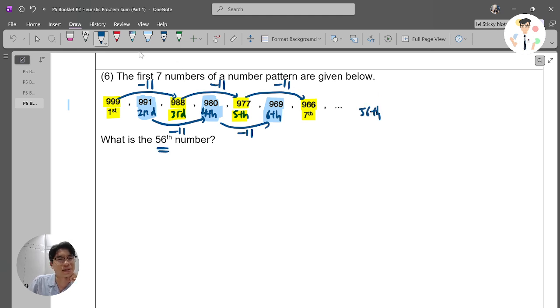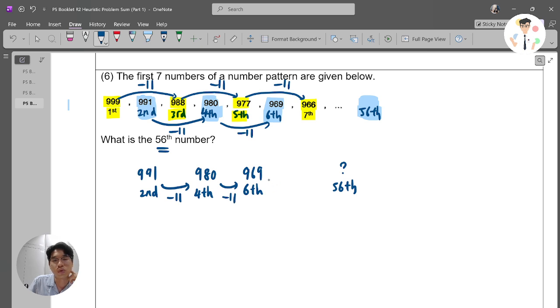Now, we are asked what is the 56th number? And is 56 an odd or even number? It is an even number. So I know that I need to focus only on the blue color, which is the even numbers. Let me rewrite everything here so that it's easy for you to understand. 991, 980, 969. So this is the second, fourth, sixth. And now we are looking at the 56th, which I don't know what it is. Again, I know I'm decreasing by 11, decreasing by 11, and I don't know how many 11s I should decrease to reach the 56th. Correct.